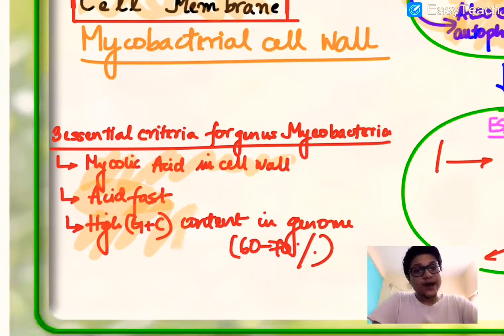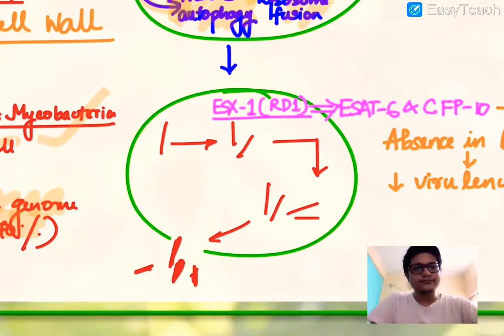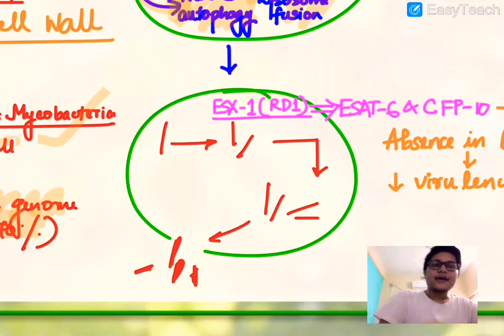And they also must have high G+C content in the genome. The G+C content should be approximately 60 to 70%. Only if a bacteria satisfies all these three criteria will it be included in the Mycobacterium genus. Okay. So the bacteria has successfully inhibited phagosome-lysosome fusion.